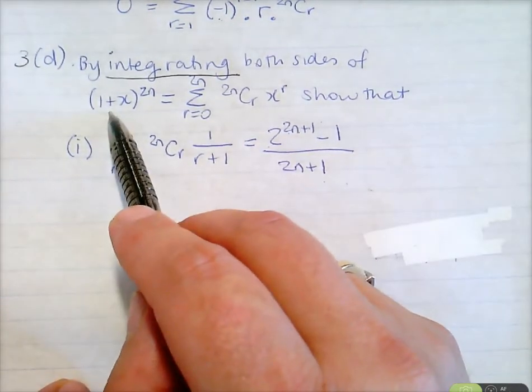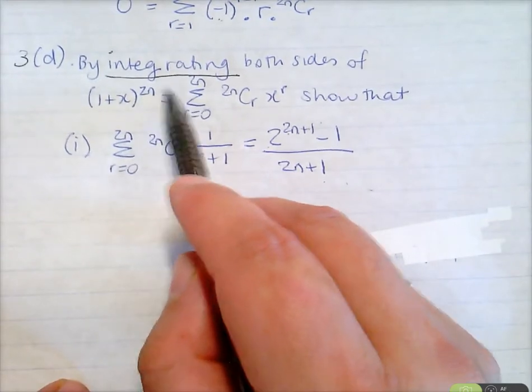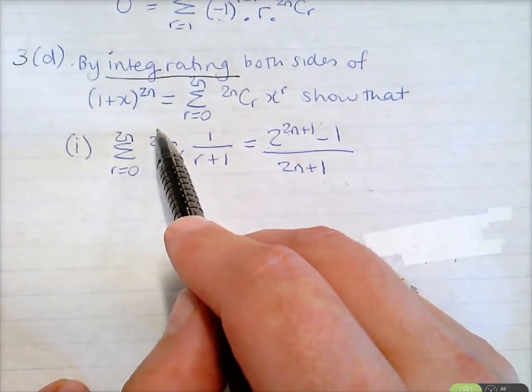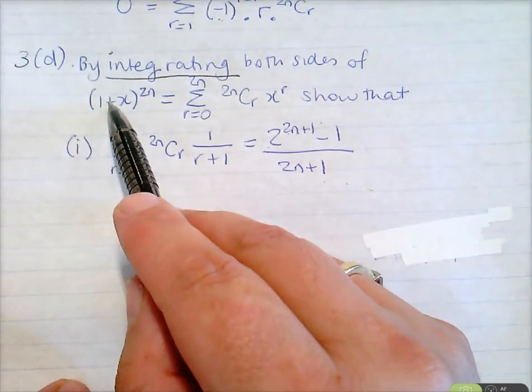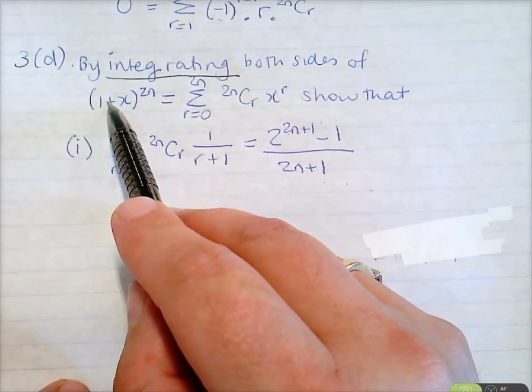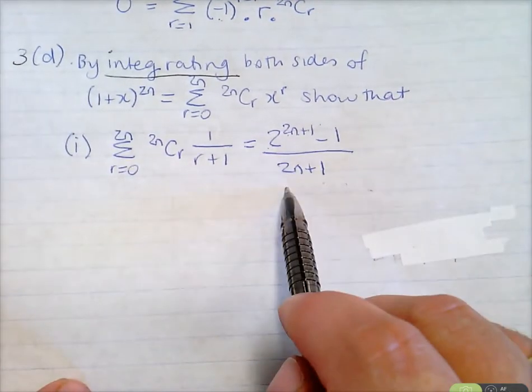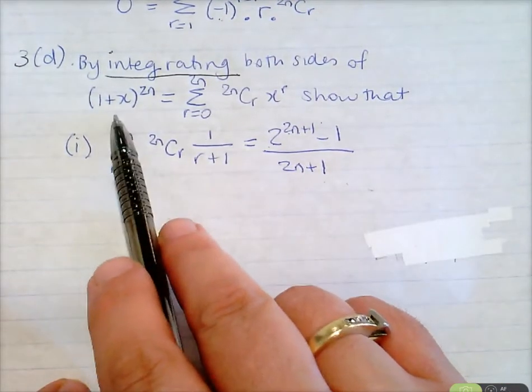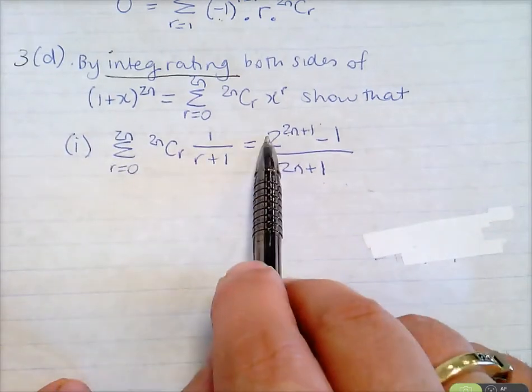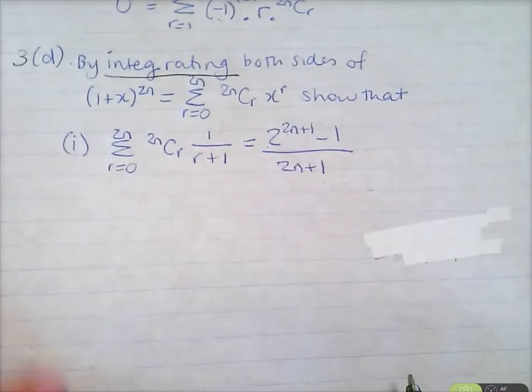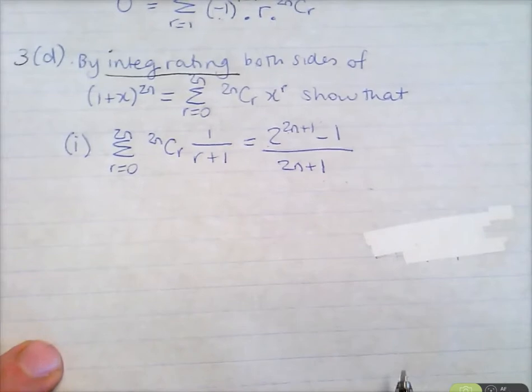If you integrate this, you get 1 plus x to the 2n plus 1 over 2n plus 1 times 1, which is the derivative, which is the coefficient of the x. So they must have integrated, and what do you think they've substituted for x? Yeah, because you got 2 to the 2n plus 1. So that's what we're doing. We're going to integrate and substitute for x.